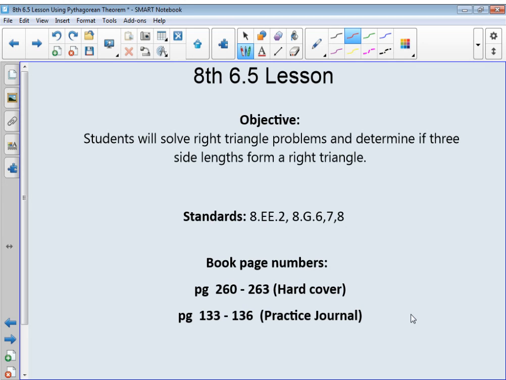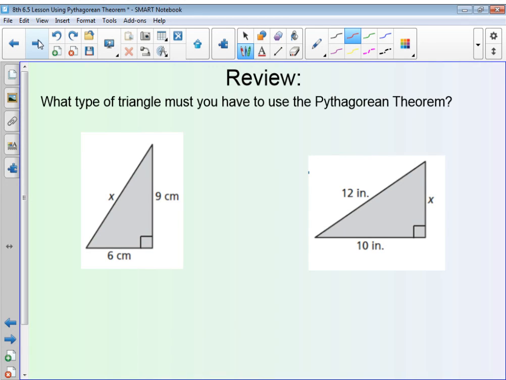The page numbers out of the hardcover book are pages 260 through 263, and out of the practice journal, pages 133 through 136. Today we're going to be working a lot with the Pythagorean Theorem. So the key thing is we need to review the steps of the Pythagorean Theorem.